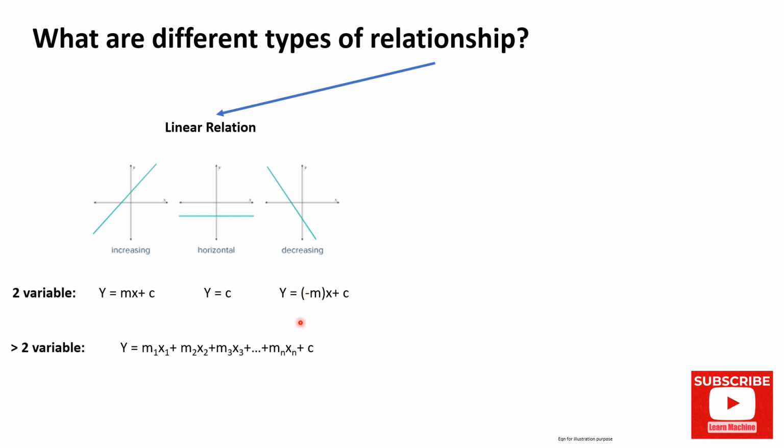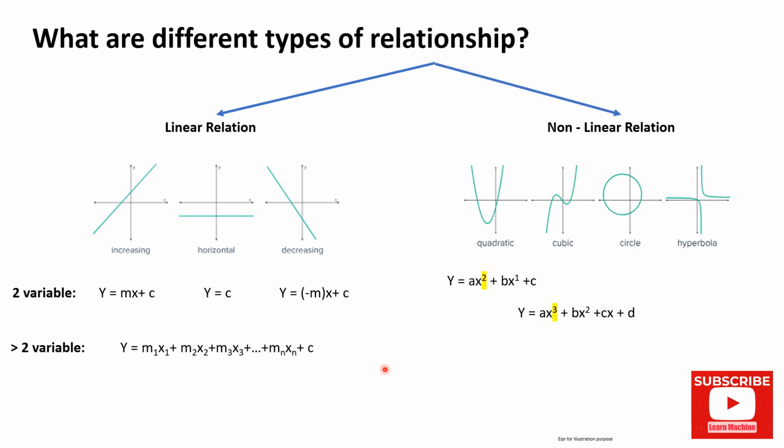Now similarly, if we have more than two variables, the equation will remain the same, but the number of variables and their respective m1, m2, m3 will add on. We'll talk about these m and c components a bit more later. Now there can be one more case as well: the non-linear relationship. A non-linear relationship is a kind of relationship which follows a curvature. It can be circular, it can be parabolic, it can be cubic, or it can be hyperbolic.